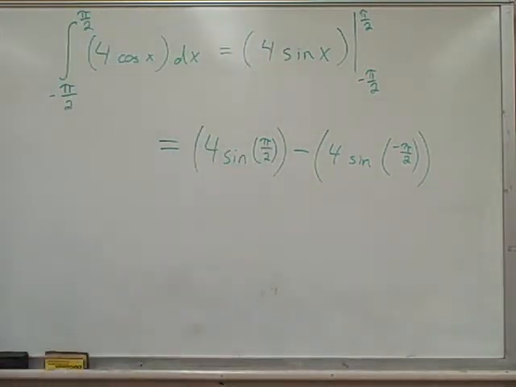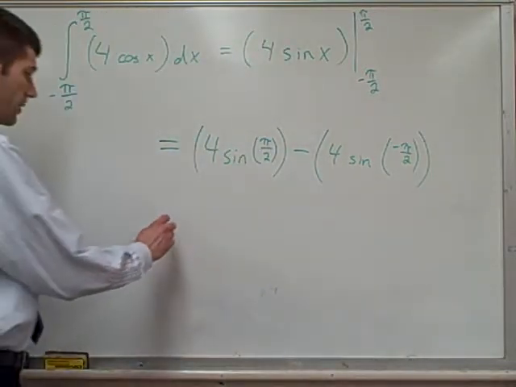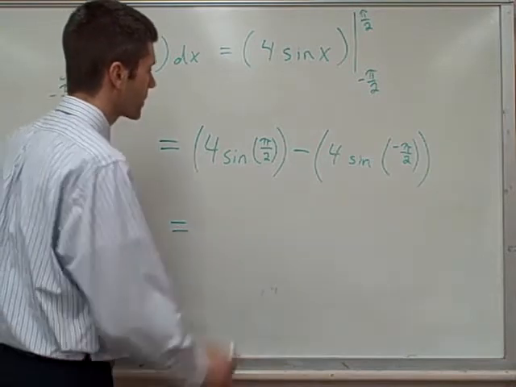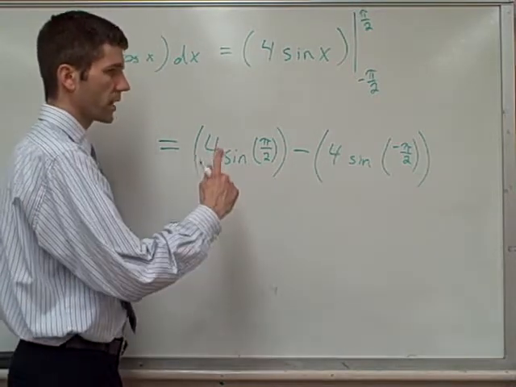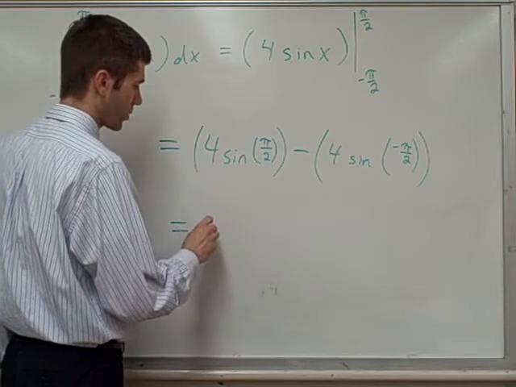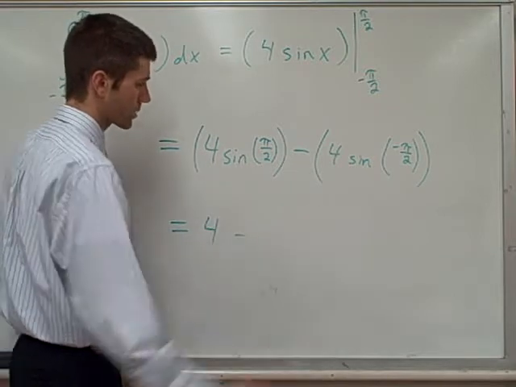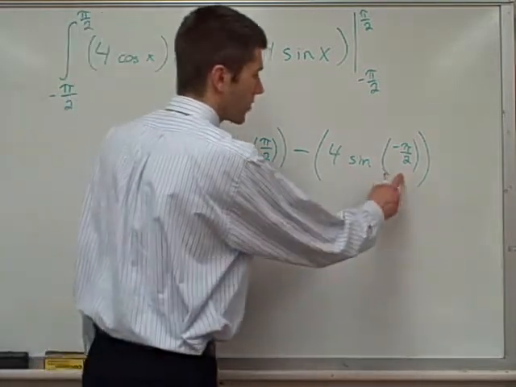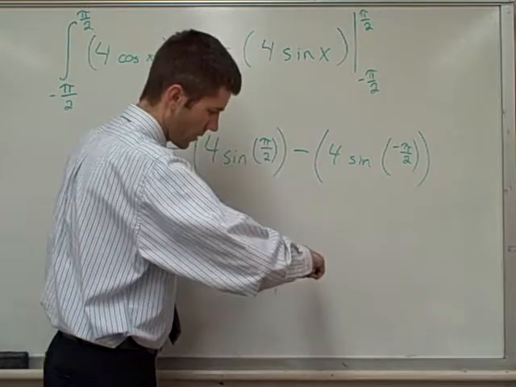Okay, this is how you do it by hand. Sometimes you'll have to do these things by hand. So, sine of pi over 2, that's 90 degrees. Sine of 90 degrees is 1, so we really have 4 times 1. That works out pretty well. Sine of negative pi over 2, that's negative 90, or 270.